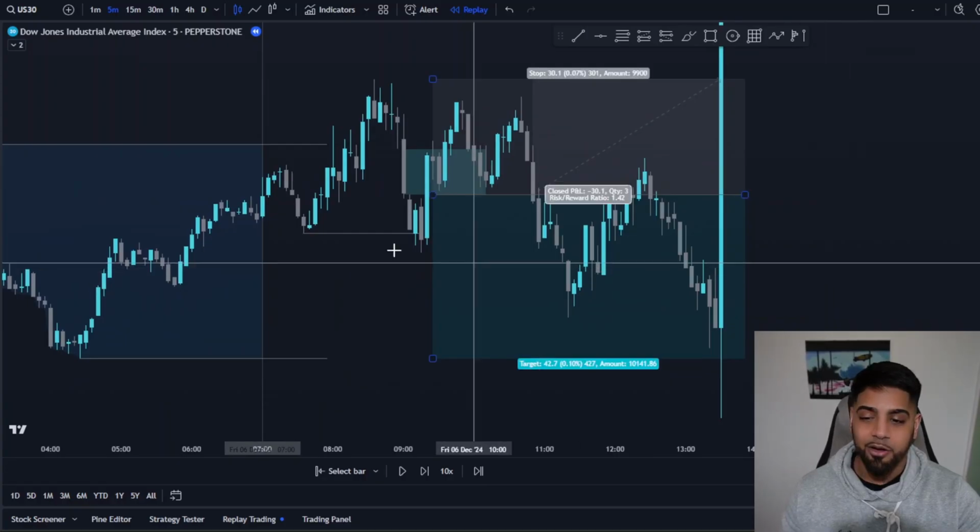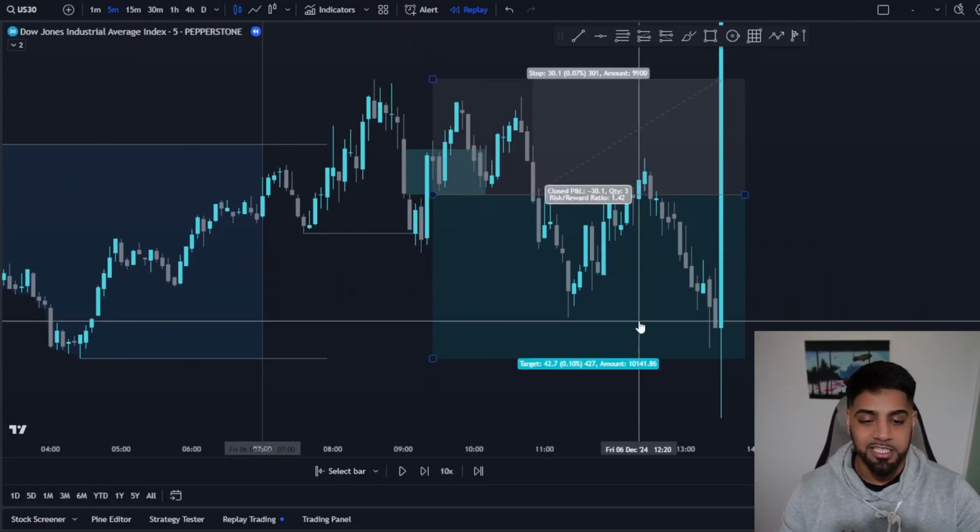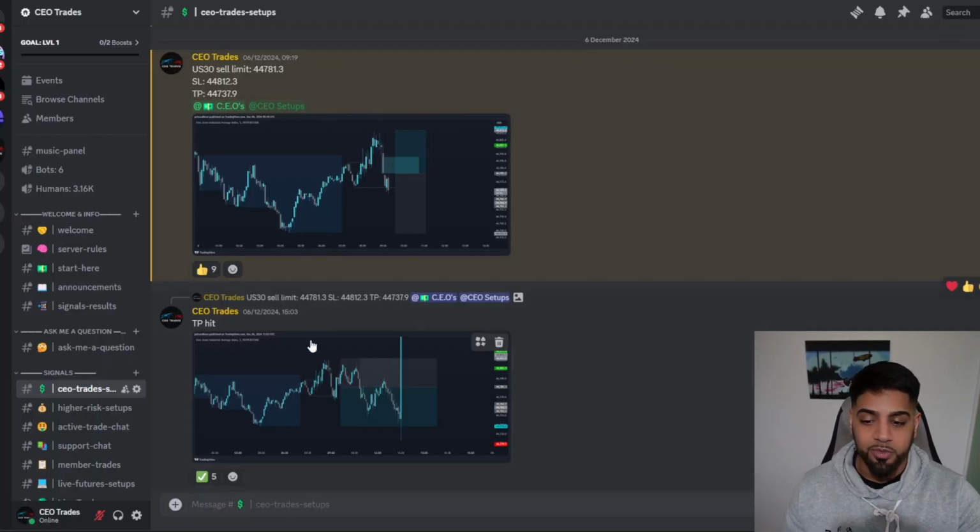So that is how you identify accumulation, manipulation, and distribution, and put it into a trading strategy which is going to make you extract profits from the market, as we did right here, and TP was hit for everyone inside the group.